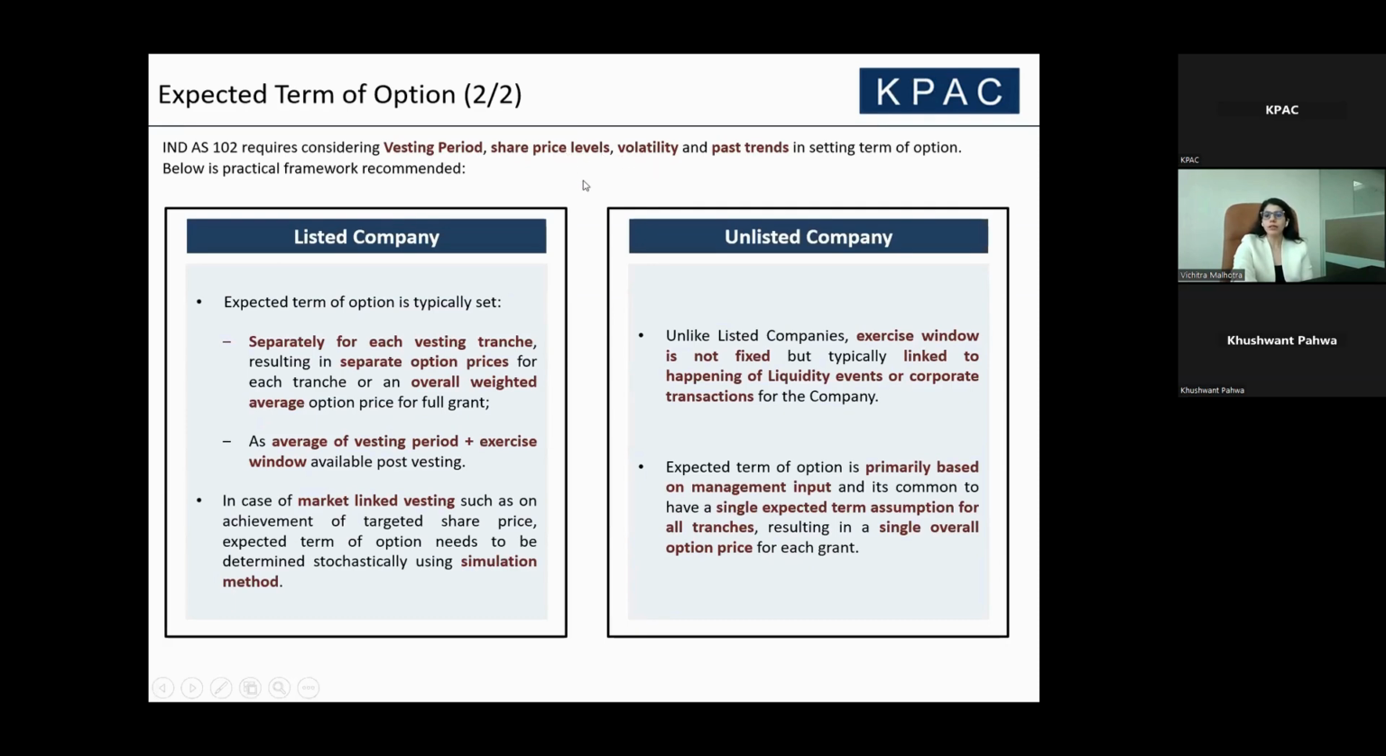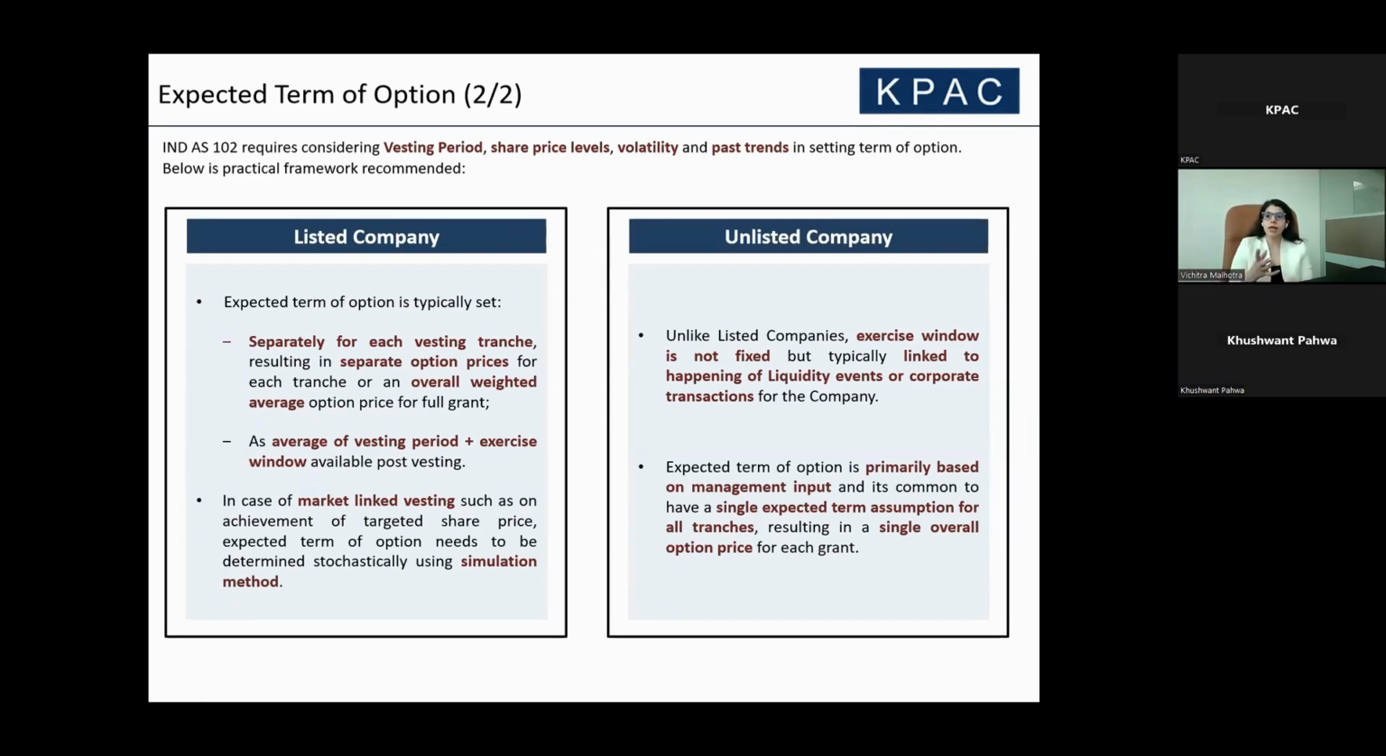The standard also does require us to consider aspects like share price level, volatility, and past trends of the company in terms of assessing when people have on average exercised their options. That is what the standard generally requires. But to put it down as a framework that could potentially be leveraged by listed and unlisted companies: from a listed company perspective, typically what happens is the ESOP scheme is very clear. It says that once the options are vested, you have, say, 5 years from the date of vesting to exercise your options.